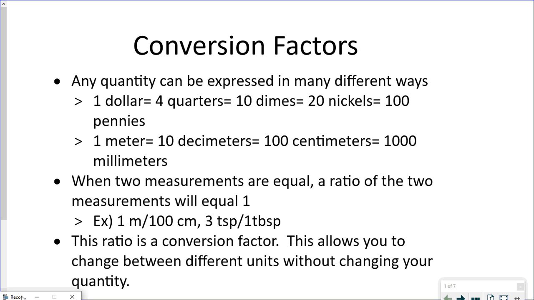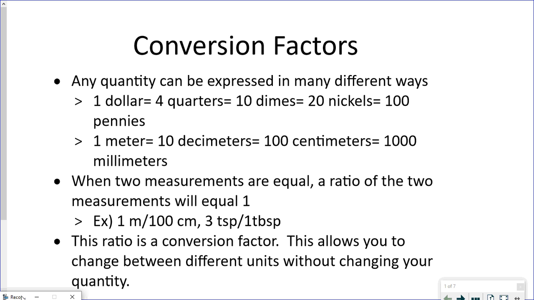So whenever two measurements are equal to one another, we can set up a ratio of those measurements that are equal to 1. So they do end up as the same quantity. It just simply ends up changing the unit. So for example, we know that 1 meter is equal to 100 centimeters. So that could be a ratio that we could use.